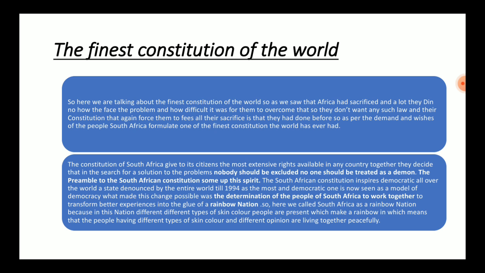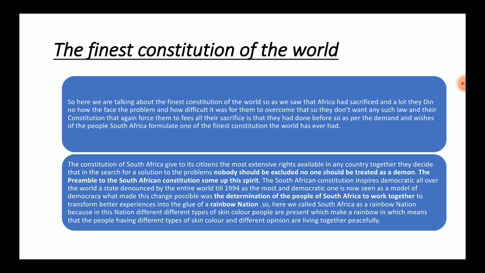The South African Constitution inspires democrats all over the world. A state denounced by the entire world till 1994 as the most undemocratic one is now seen as a model of democracy. What made this change possible was the determination of the people of South Africa to work together to transform bitter experiences into the glow of a rainbow nation.